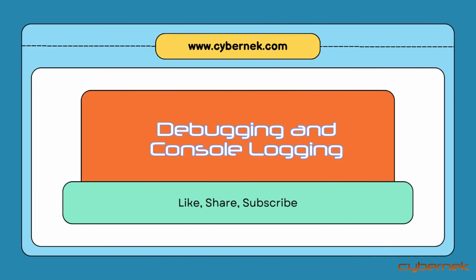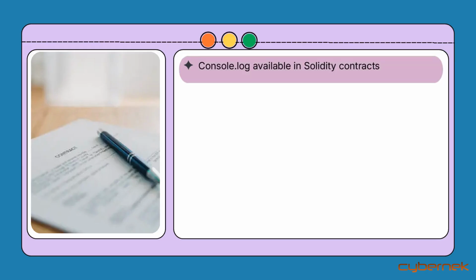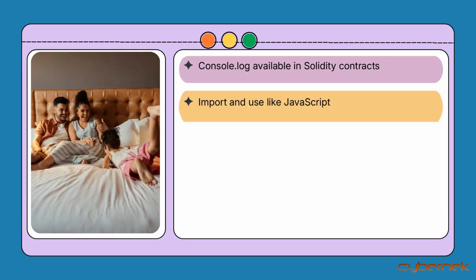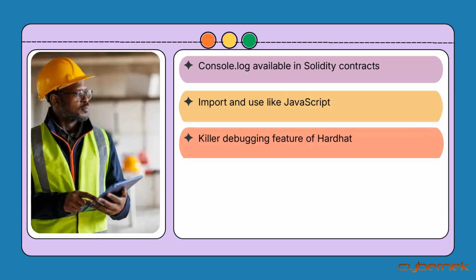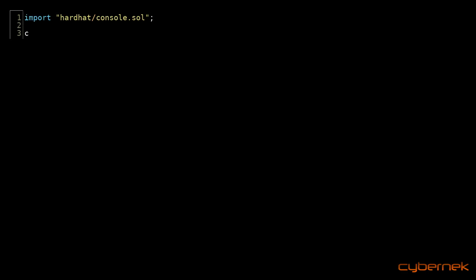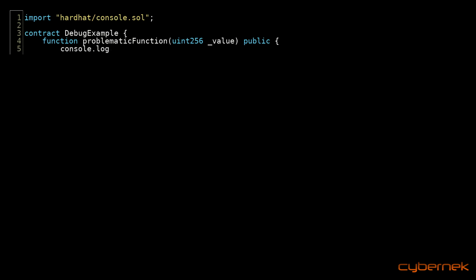Debugging and console logging. One of Hardhat's killer features is the ability to use console.log in your Solidity contracts. Just import it and use it like you would in JavaScript. Example contract showing console.log debugging in Solidity with input logging, calculation tracking, and validation confirmation.